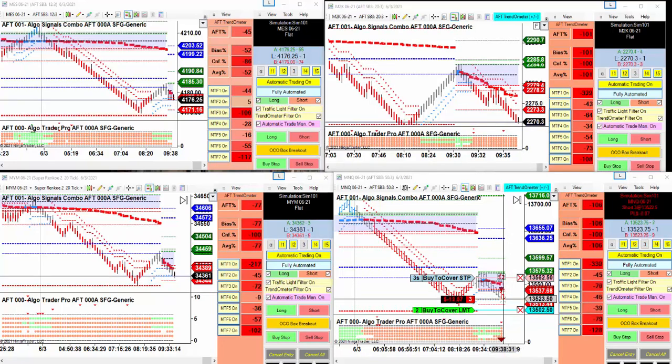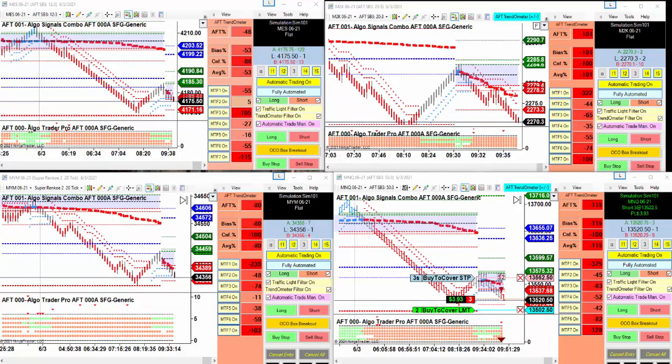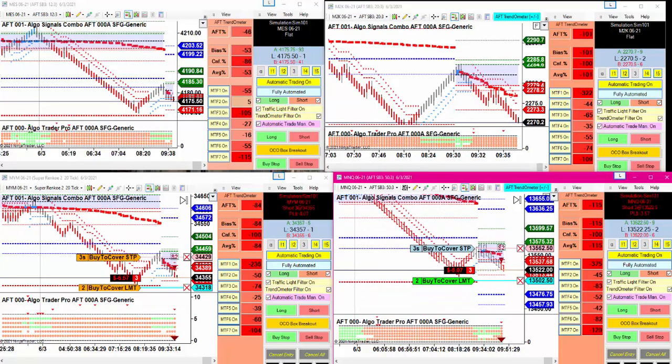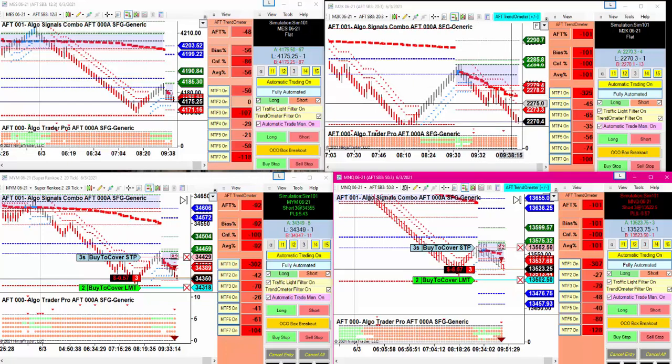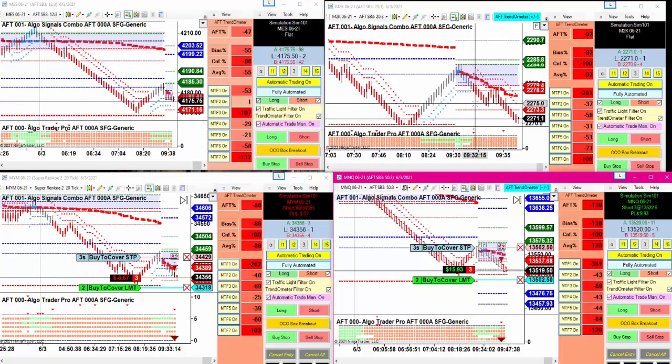So we finally got the traffic light filter to agree. Trade signal short MYM. All right, your MYM, your AFT was minus 80. Your traffic light filter finally agreed, so we've got short trades there. Again, look at your M2K. So maybe it filtered out a good trade here. At least we would have gotten 2 contracts off anyway. All right, so we'll just see how these play out.